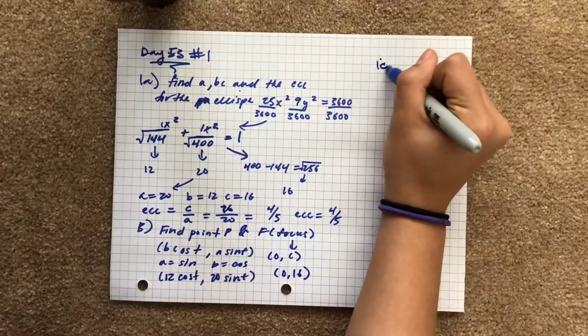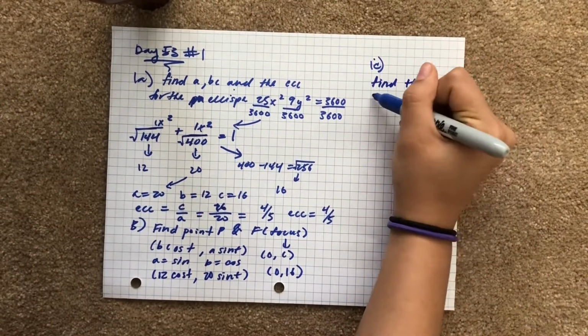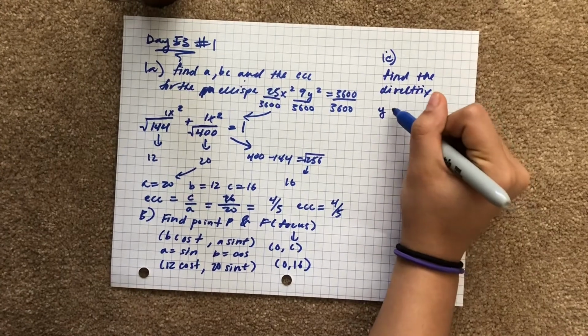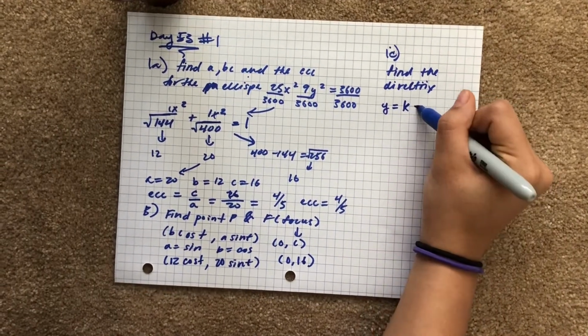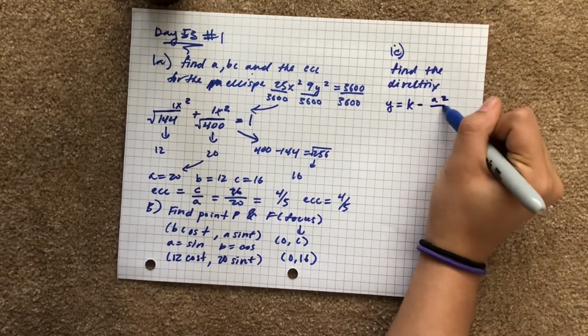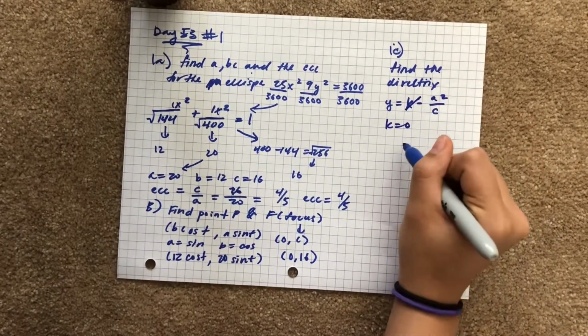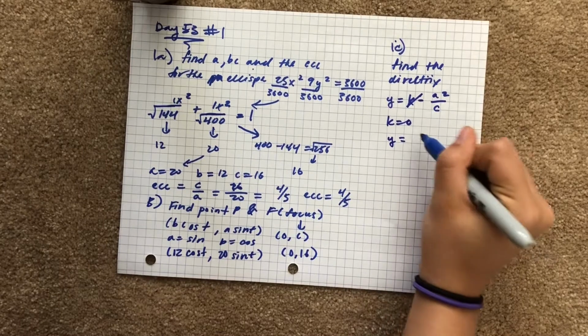Now we can solve for part c. What part c is asking us to do is to find a directrix. In order to find a directrix, we can use the equation y equals k minus a squared over c. Previously, we know that k is 0, so we could just factor that out altogether. So the new equation is y equals a squared over c.